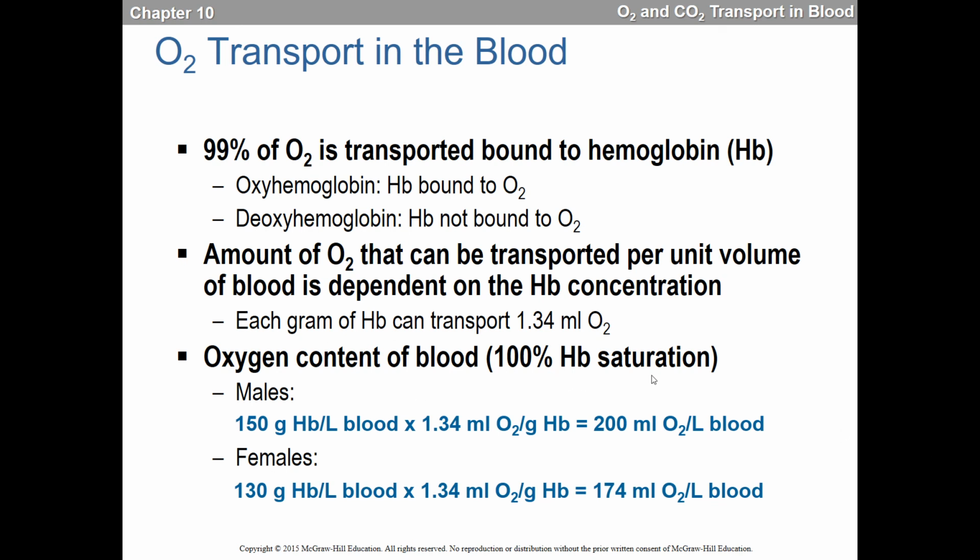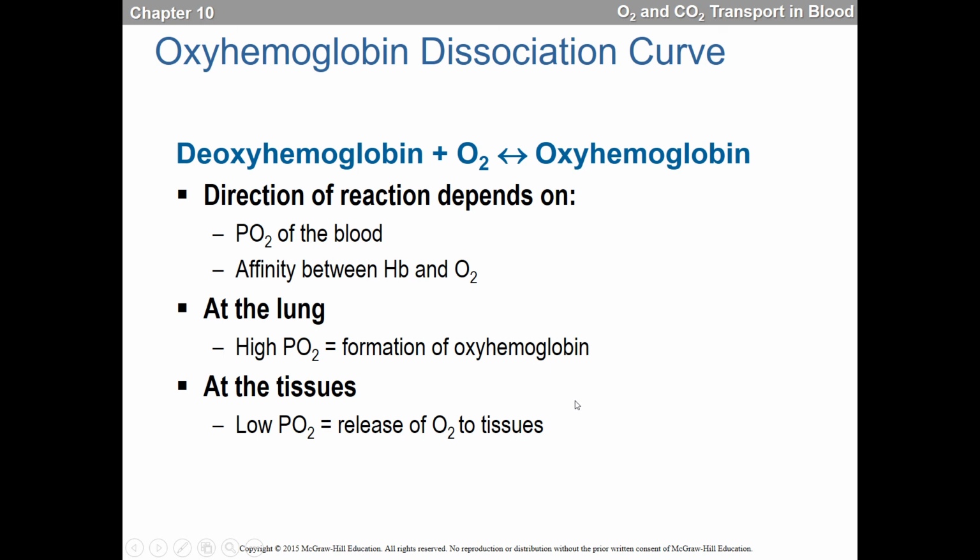Now, oxygen content of the blood, here it's 100% hemoglobin saturation. This math right here, I'm not particularly concerned with us knowing it. Now, we're going to be getting into some dissociation curves. This is really just the rate at which oxygen will leave hemoglobin. It's slightly different under different conditions, and this is going to be really important for the Bohr effect.